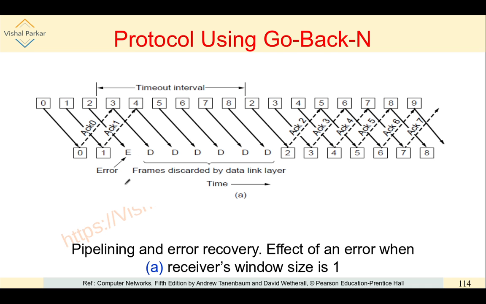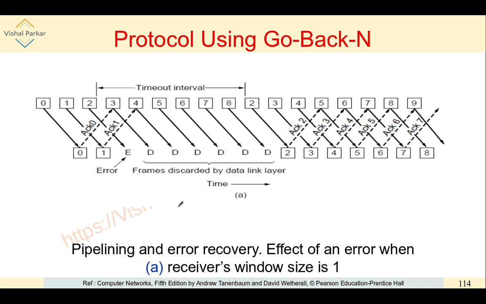Here the effective receiver's window size comes out to be 1, and one frame was received in error. You have seen what happened here.